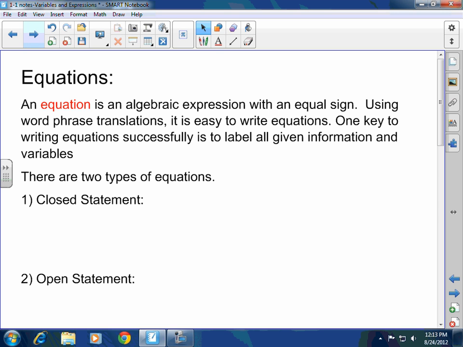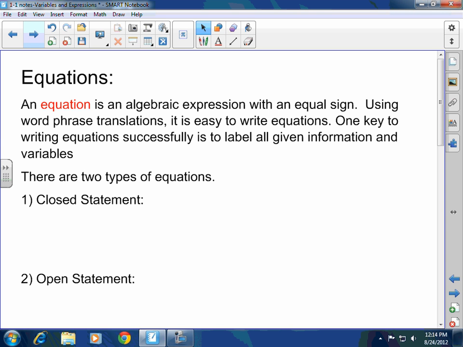One key to writing equations successfully is to label all given information and variables. Just remember to label things. People do really poorly in word problems and writing equations because they don't want to take the time to write down the information. They just want answers. They want it now. And that's unfortunately not the way math works sometimes. So we got to really pay attention and label things, okay?